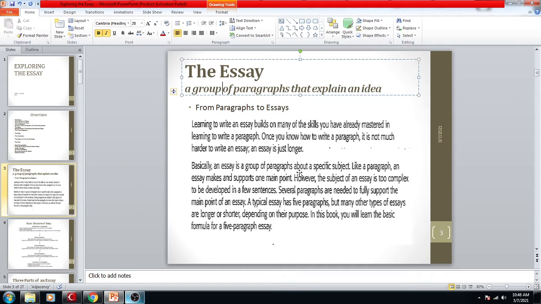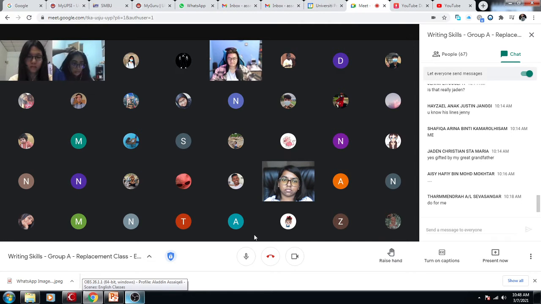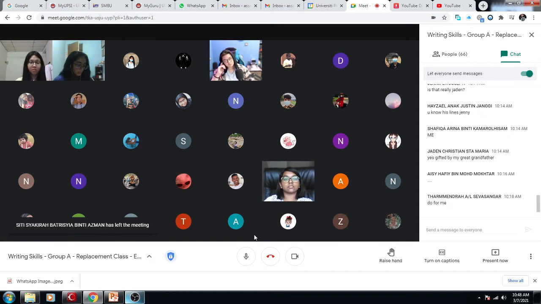Like a paragraph, an essay makes and supports one main point. Remember at the beginning of the semester we said understanding, point and support. So whether it's a paragraph or an essay, in either case you have a point, a message you want to communicate, and you need to support that message with enough details to make up your case, to make up your argument.